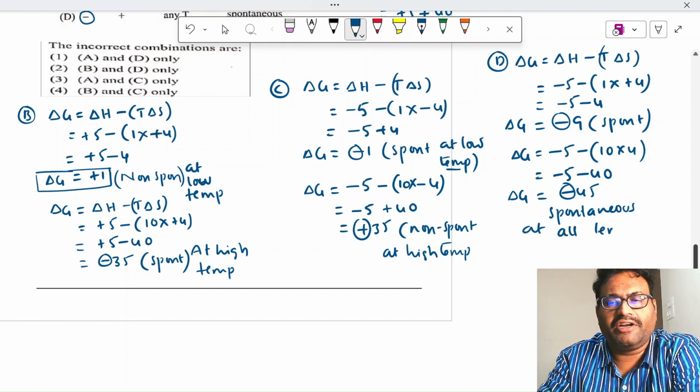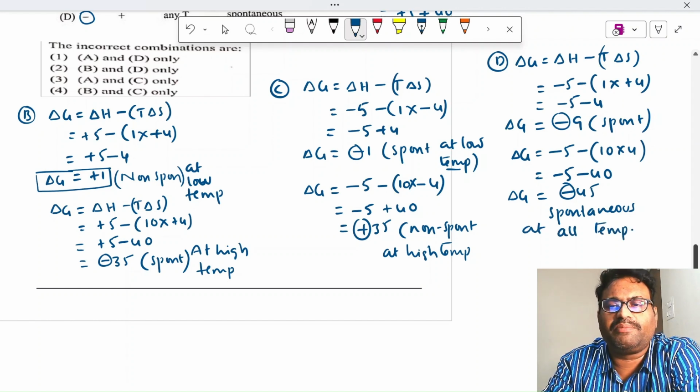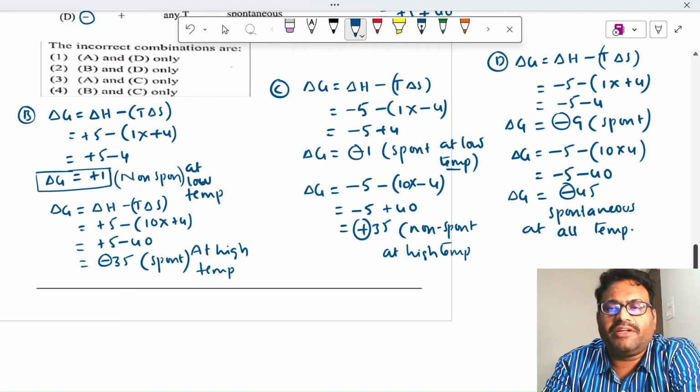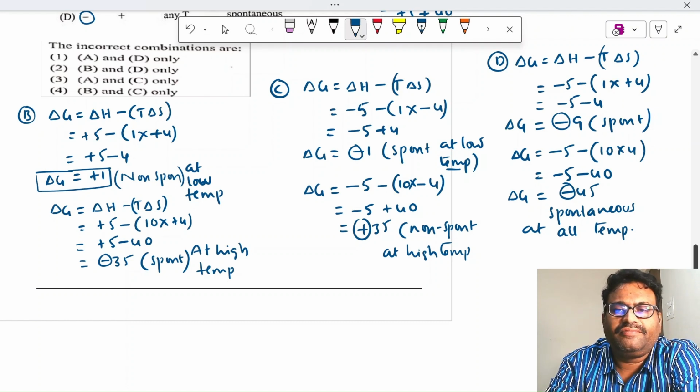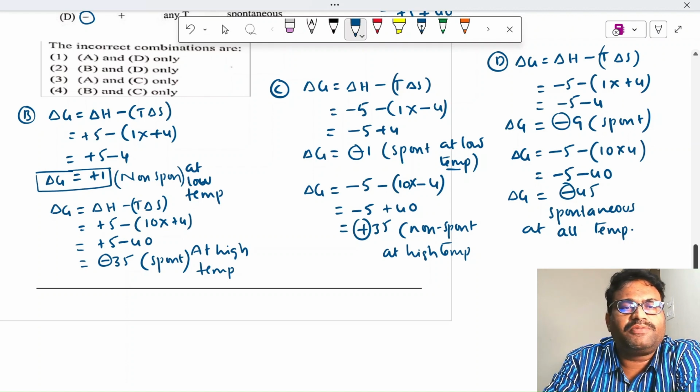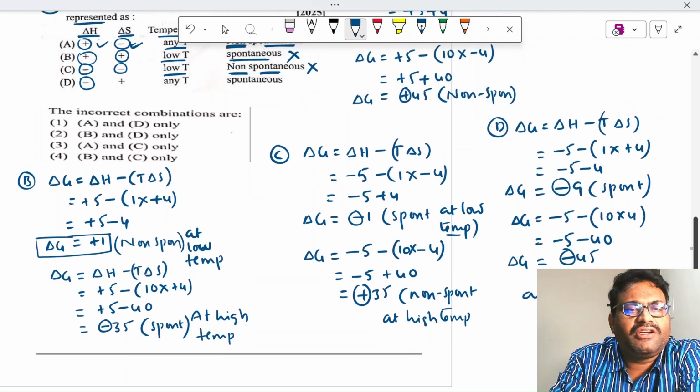At all temperatures. So if you increase the temperature, or if you don't increase the temperature, it is spontaneous. Delta H is minus, and T delta S is also minus. Minus minus adding, you get overall minus. Again you are getting overall minus. So that is the reason why option D is also correct. So the conditions for D are also correct.